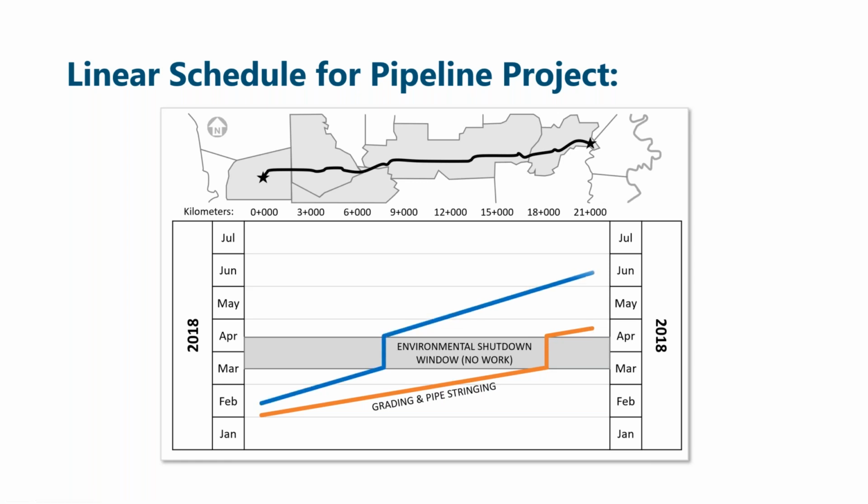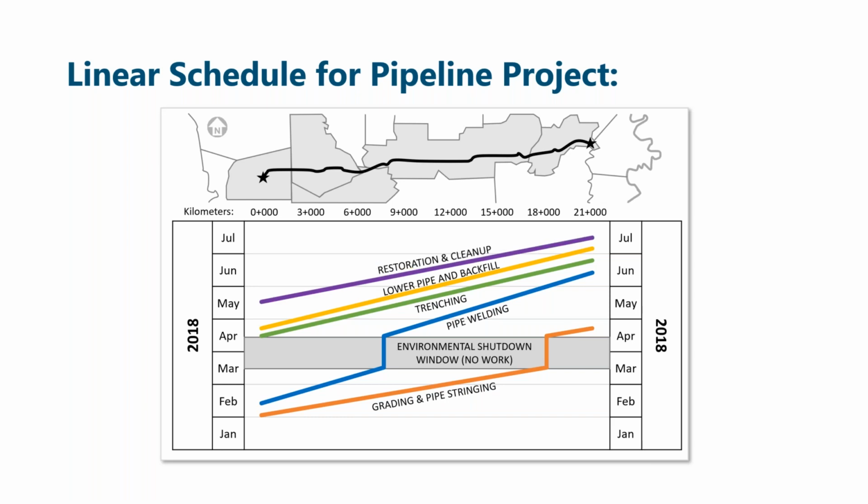The next crew is the welding crew. This takes longer, so the slope of the line is steeper, right? Trenching goes more quickly. The lowering and backfill operation follows right behind. And the restoration crew also follows right behind. So again, like Aldo, go ahead.